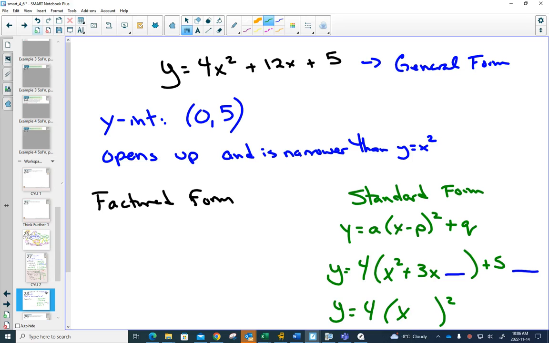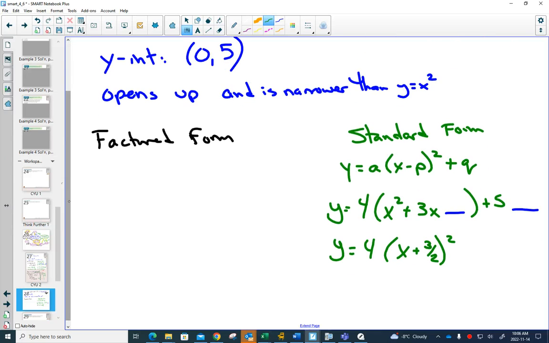the 3 is our hint. If we have a plus 3 there, we would have plus 3 over 2. If we have plus 3 over 2, we would add 9 over 4 inside. That 9 over 4 gets multiplied by that 4. So we've actually added 9. So here I would need to subtract 9 to compensate. 5 minus 9 gives me minus 4.